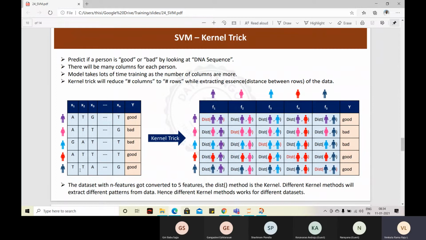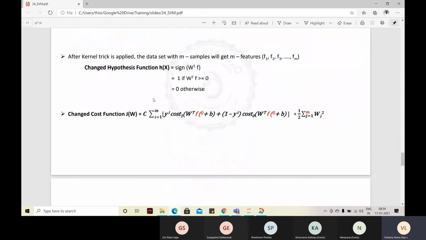How many rows you have, that many by that many, a square matrix, it will become the input space. It doesn't matter how many columns you have. If you have a small number of columns, applying the kernel trick is not that useful. I'll highlight that point in a moment.